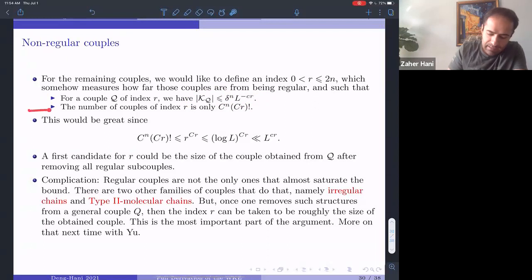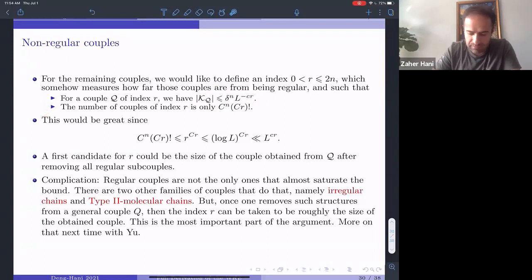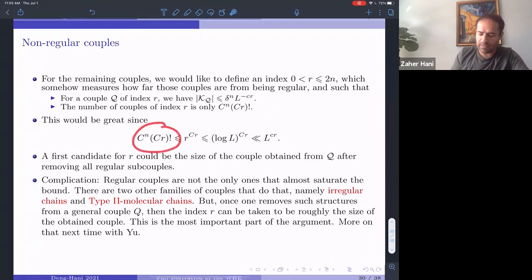And the second, more important, feature is that the number of couples of index R is only R factorial. And the reason why this is good is that if you multiply those two things, you get an acceptable contribution. And here is what I say over here.